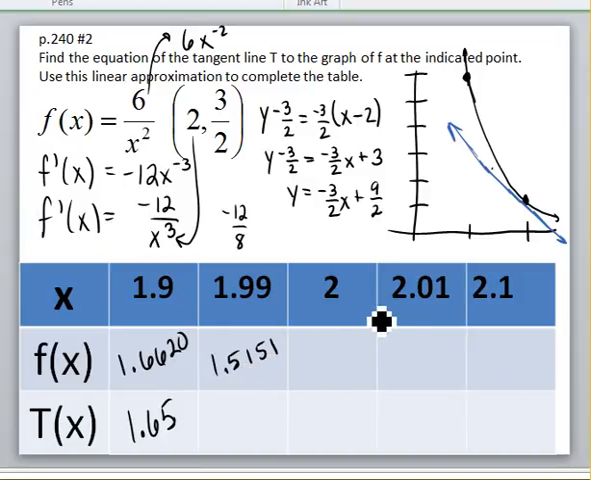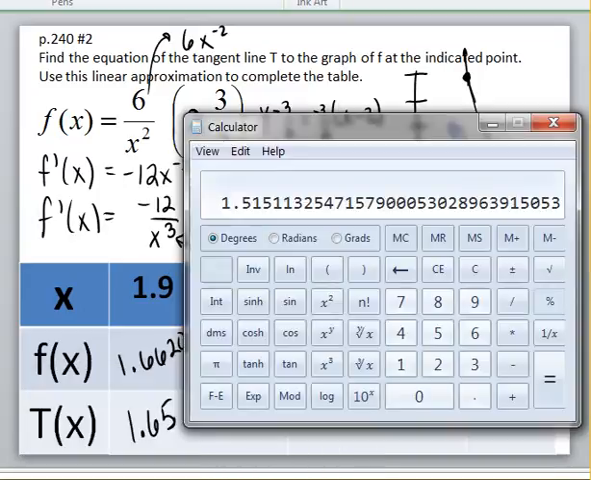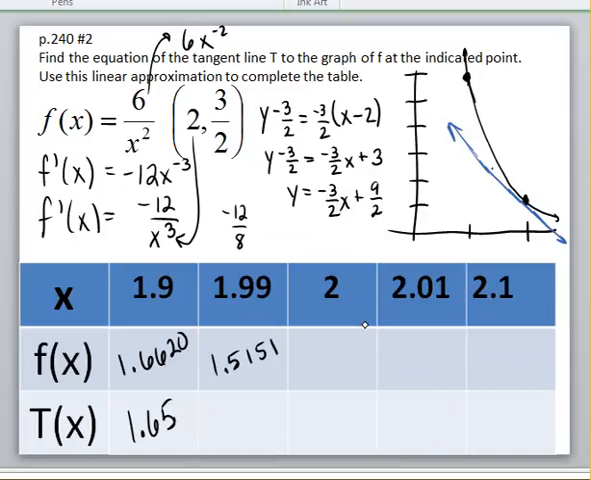And then if I take that same value, 1.99, and plug it in for the tangent line, I'll let you guys do that on your own because I'm running out of video time. But you will get 1.515. Again, very, very close. We'll finish this up on the next video.